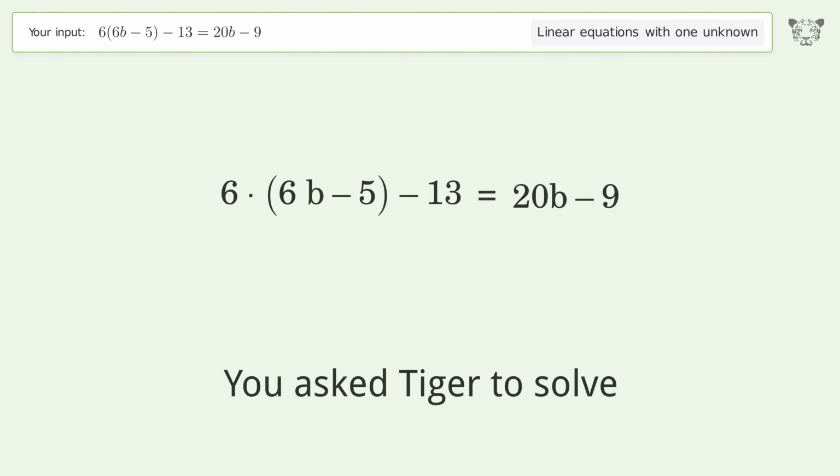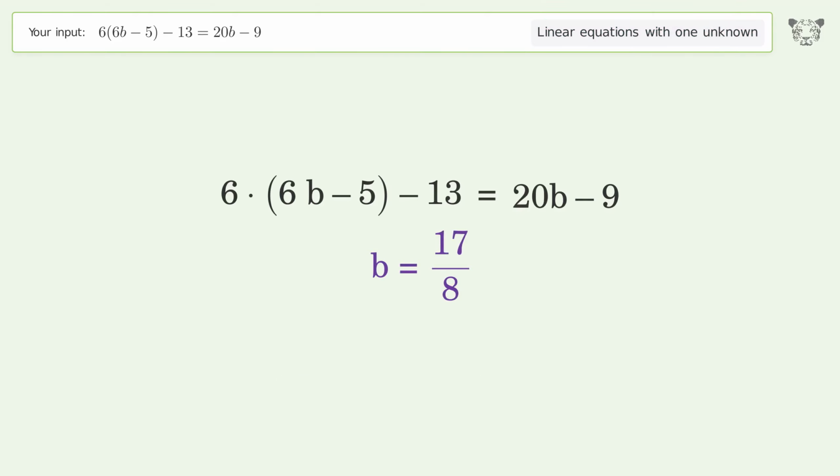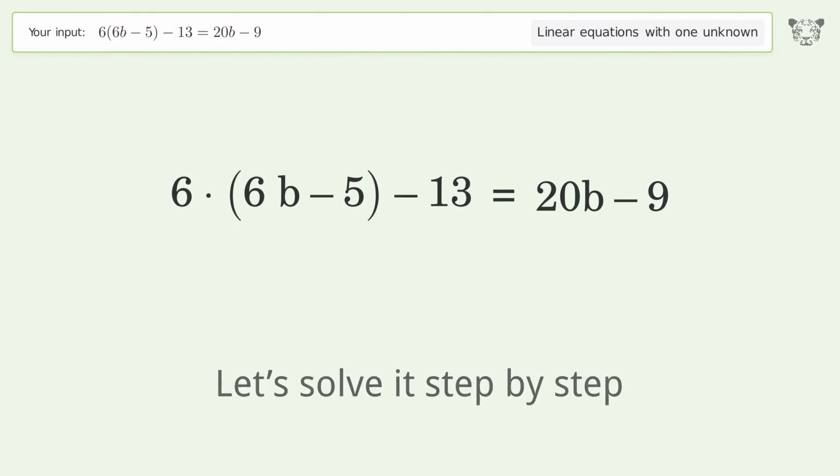You ask Tiger to solve this. This deals with linear equations with one unknown. The final result is b equals 17/8. Let's solve it step by step.